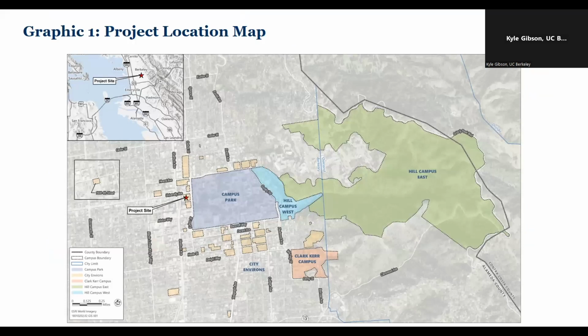The Berkeley Innovation Zone project is located outside of the campus park in the city of Berkeley in an area referred to as the city environs, and it's marked by a red star. This figure shows the location of the project immediately west of the campus park along Oxford Avenue.